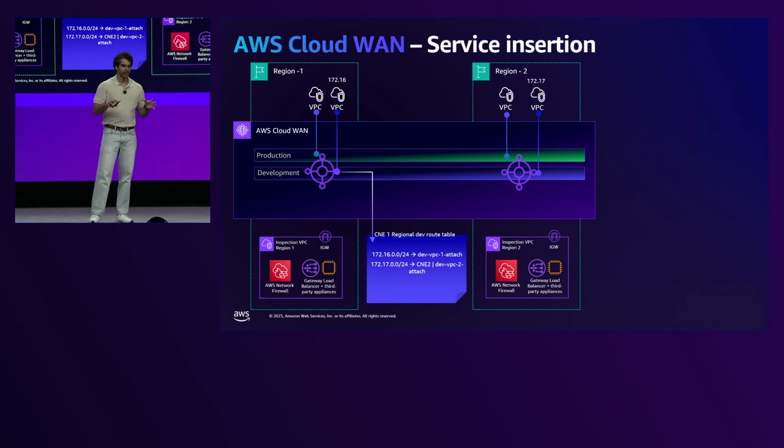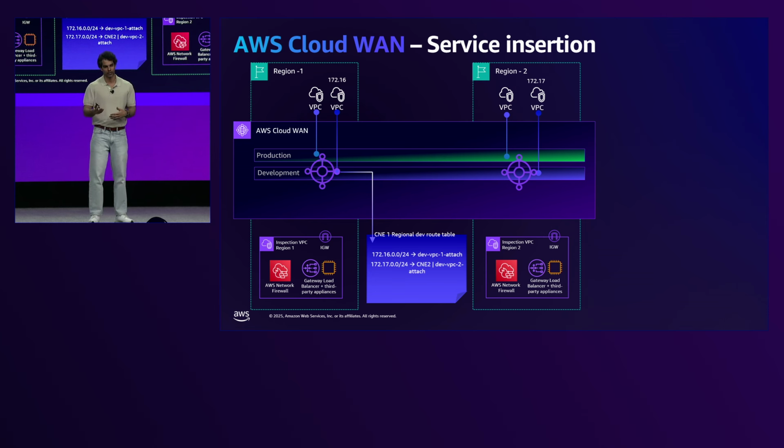So here is our sample setup, which has 2 segments, production and development. I have 2 VPCs in each region. One is prod, one is dev. And I'm showing you the route table of CNE1. Right? That's the regional route table in region 1. It says dev VPC1, and this is the dev route table. So each CNE will have its dev route table and a prod route table for each segment.